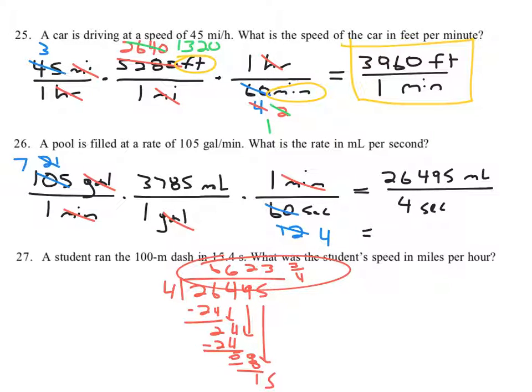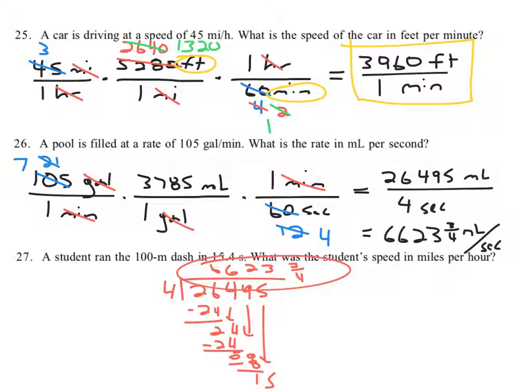So it becomes then 6,623 and 3/4 milliliters per. Okay, and then there's a little break here.